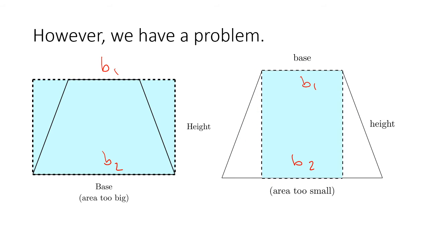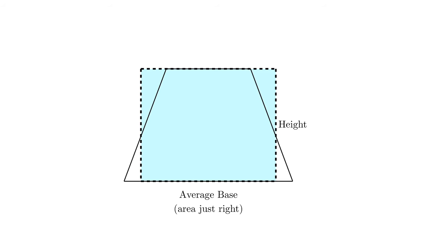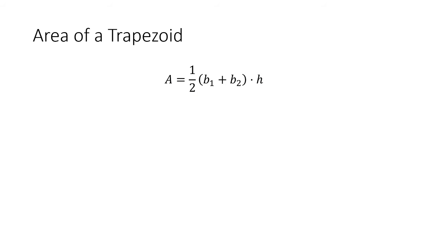So let's compromise. The average base. What I'm going to do is take the average of base 1 and base 2 and multiply it times the height. That'll give us the area that's just right. You'll see that this little triangle I can fit in up here, and this little triangle I can fit in up here. So the area of a trapezoid is 1/2 times base 1 plus base 2. This is the average of the two bases times the height. So we have the average times the height. Awesome.